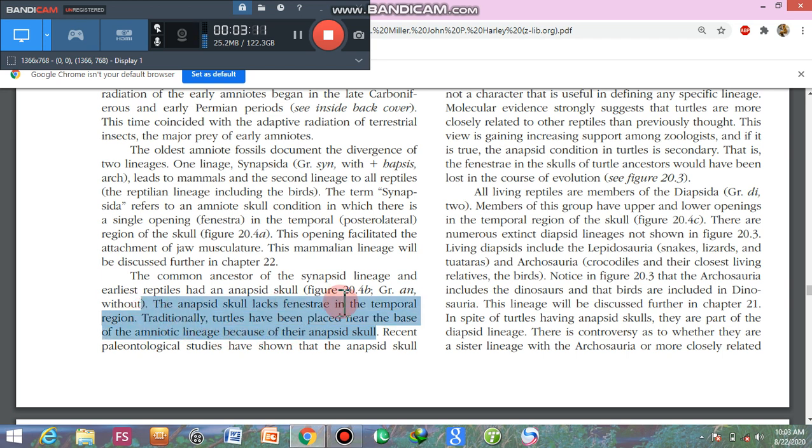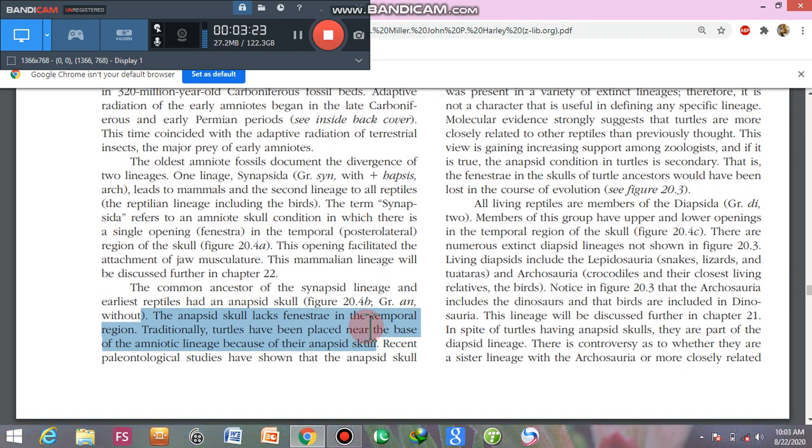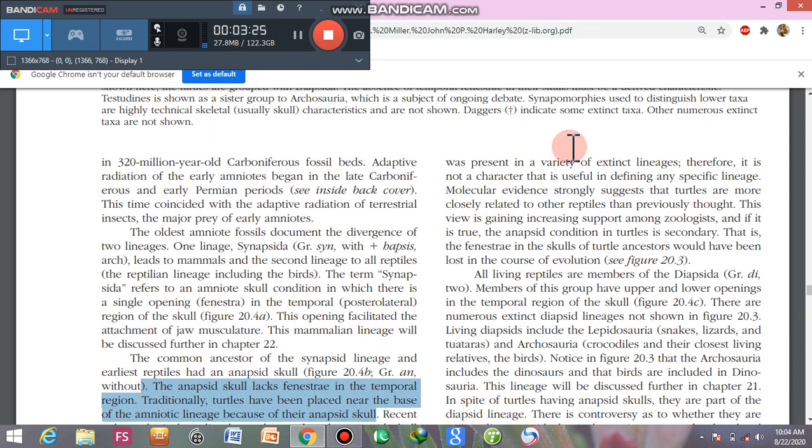If this question is asked in an exam or an objective, you must keep in mind that turtles have an anapsid skull. Recent paleontological studies have shown that an anapsid skull was present in a variety of extinct lineages. They are not present today. Therefore, it is not a character that is useful in defining any specific lineage. Molecular evidence strongly suggests that turtles are more closely related to other reptiles than previously thought. This view is gaining increasing support among zoologists, and if it is true, the anapsid condition in the turtle is secondary.